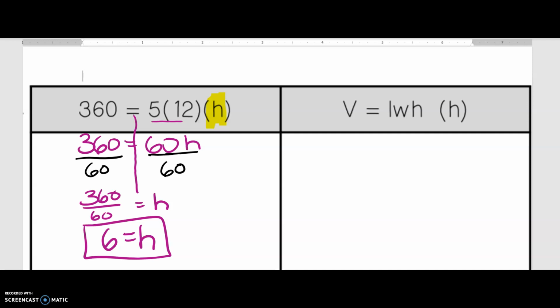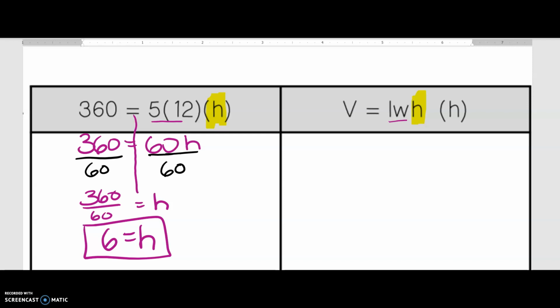So now we're going to follow that exact same process, but now we don't have any numbers. We have V is equal to L times W times h. We are still solving for the h, so I'm going to mark that variable so I know what we're solving for. Now on the left side, the first thing that we did was we went ahead and multiplied 5 times 12. Over here we have L times W. Okay, now we can't do anything else to multiply those.